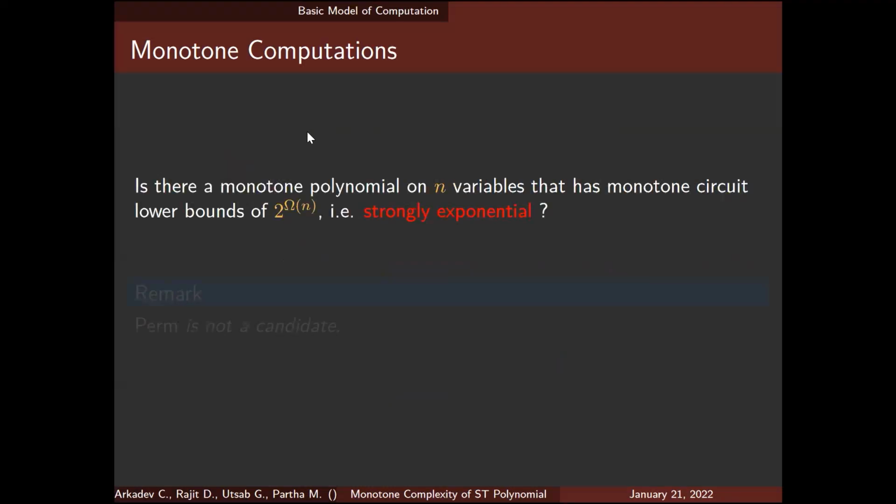We ask this question: is there a monotone polynomial on n variables that has monotone circuit lower bound of 2 to the power omega n? This kind of lower bound we call strongly exponential lower bound. An important remark here is that permanent polynomial cannot be a candidate for this kind of lower bound. The reason is permanent polynomial is on n squared variables and a monotone upper bound of 2 to the power order n log n is already known for permanent.